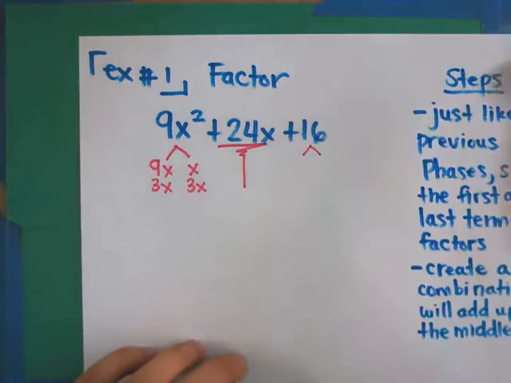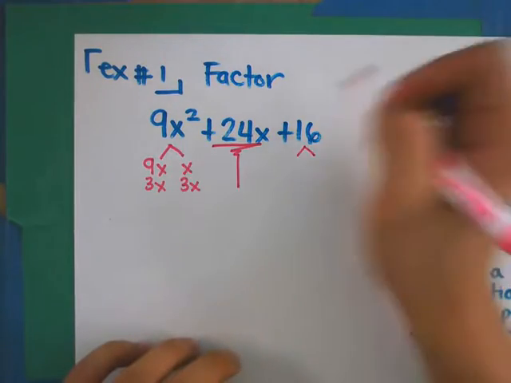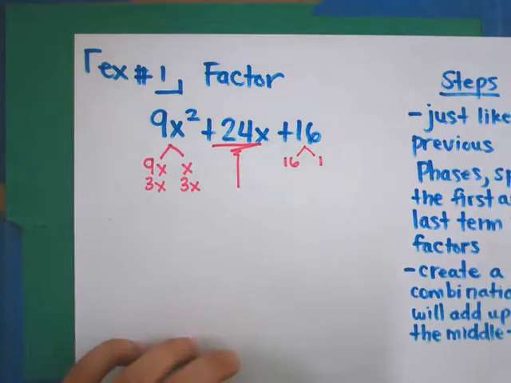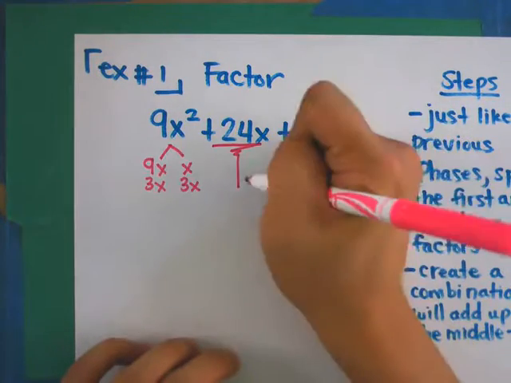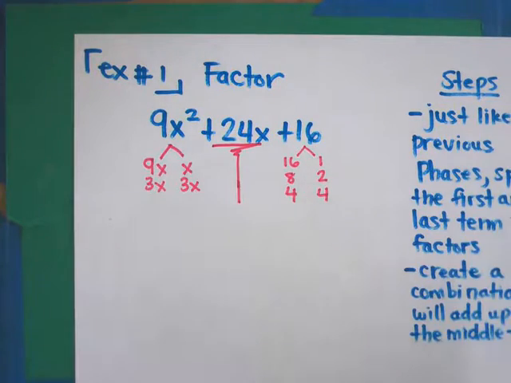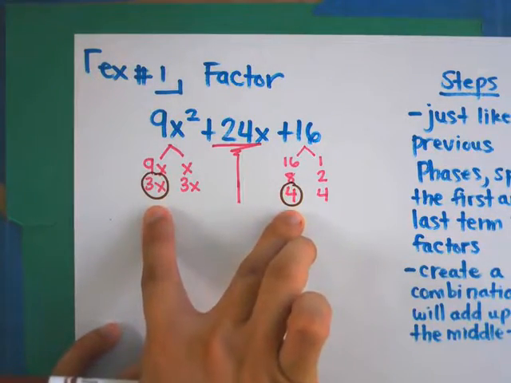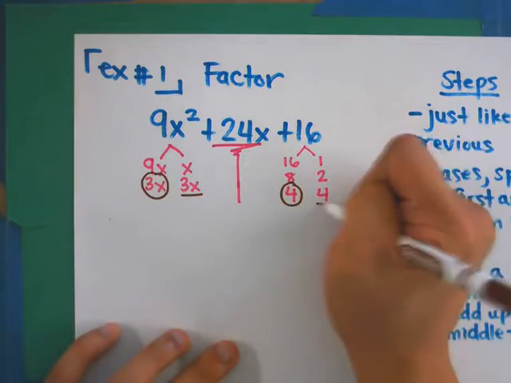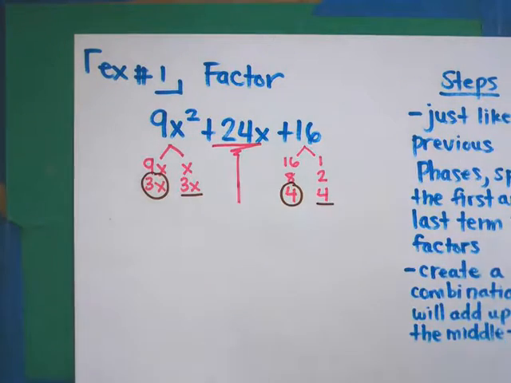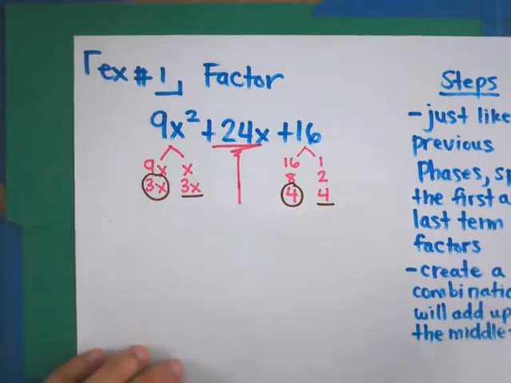Positive 16. What are two numbers multiplied to positive 16? Well, 16 times 1. We even have 8 times 2. And then also 4 times 4. Okay. This is the point in time you're going to do trial and error and try to figure out which combinations are going to help us get the 24x. And so the right combination that will work is you multiply the 3x with the 4, and then this 3x with this other 4 over here, and then when you add them up, it's going to equal the 24x. Let's just try it out.